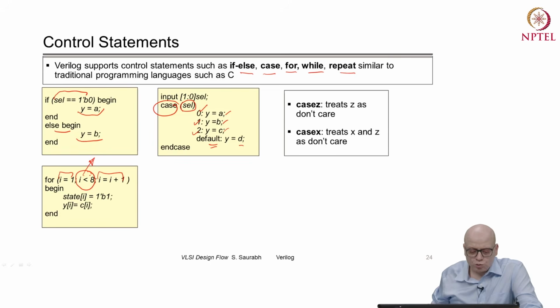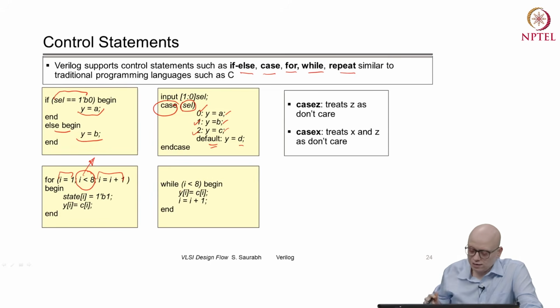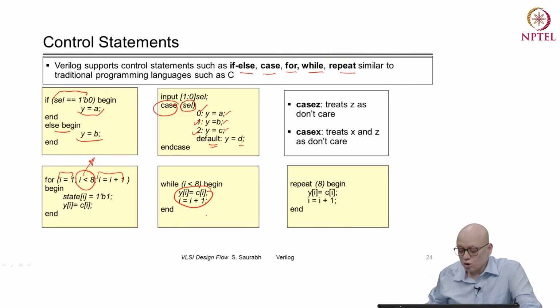Similar looping we can do using while. So, we say i is less than 8, do these things. Same statement written in terms of while, or we can use the repeat statement. If we know that this has to be done a fixed number of times, 8 in this case, then we can say repeat 8 and write the code within begin and end.